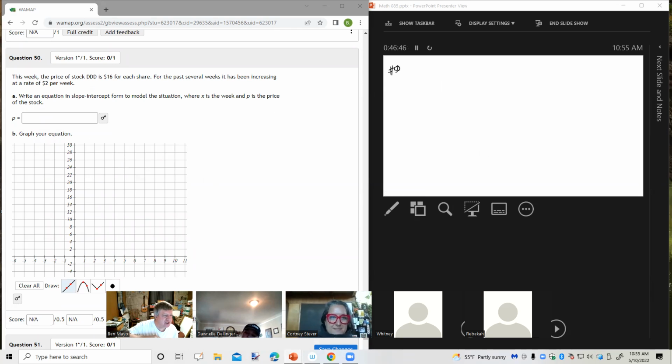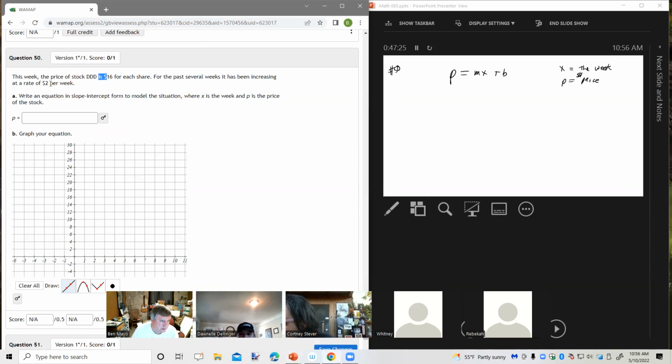This week, the price of stock DDD is $16 for each share. In the past several weeks, it has been increasing at a rate of $2 per week. Write an equation in slope-intercept form to model a situation where X is the week and P is the price of the stock. So P equals MX plus B. All right, where X is the week and P is the price, and it's in dollars. We know that because it says dollars here and it says dollars there.